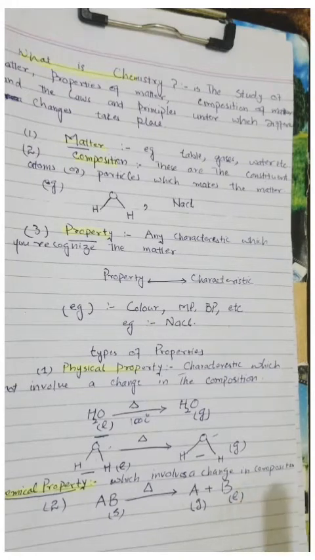So here the composition of both reactants and products is totally changed. We have new substances which are in the gaseous and the liquid state. So in this case you can see clearly that the composition of the reactant changes when it converts into products. So again, any characteristic which involves a change in the composition is called chemical property.